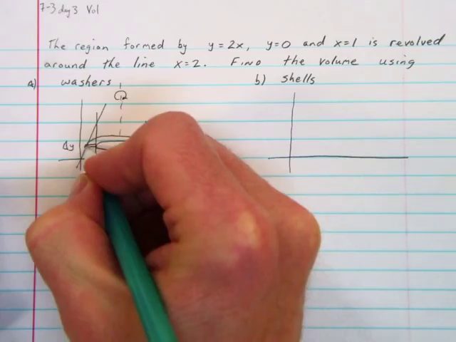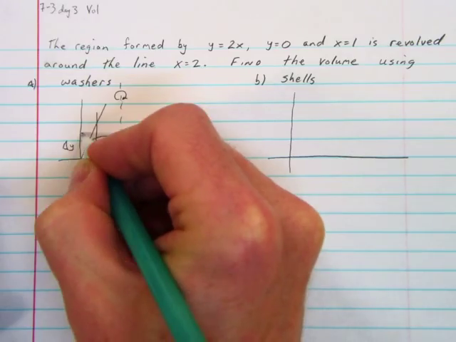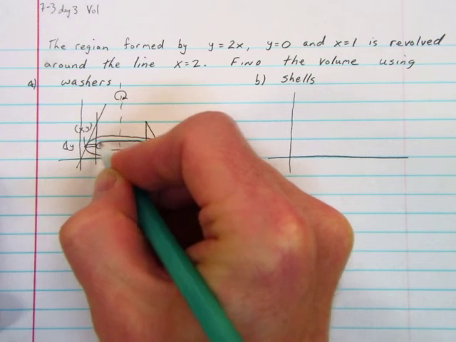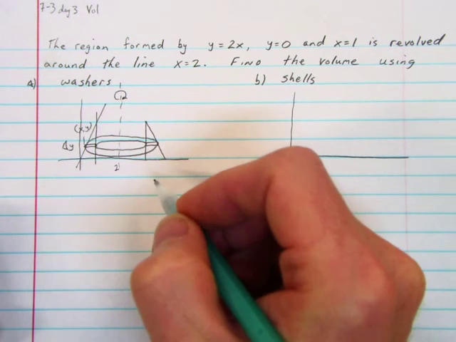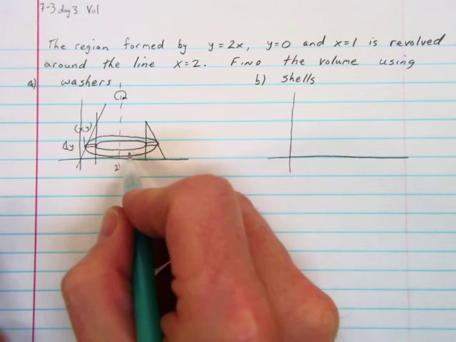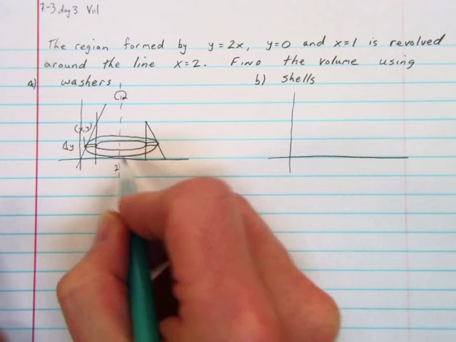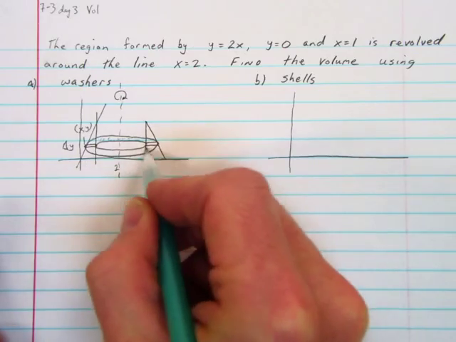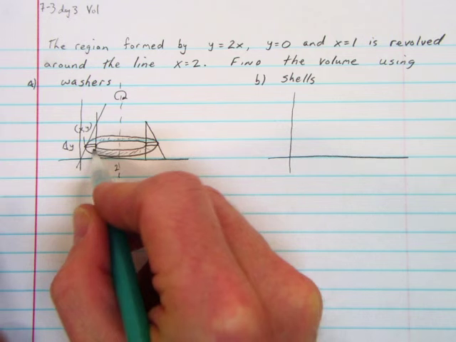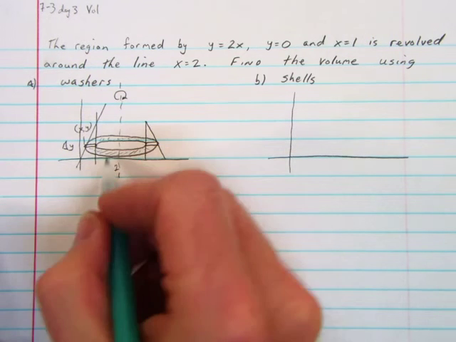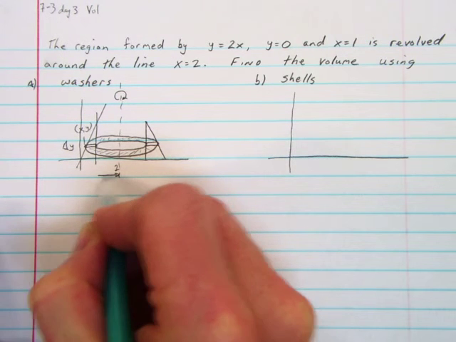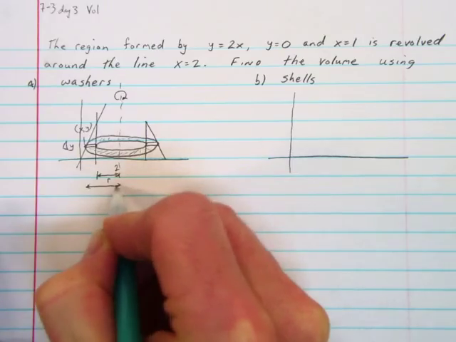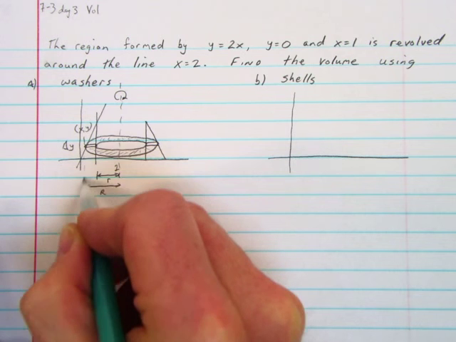Now remember, this is a point on this curve, and all points can be described as x comma y, and similarly we can say the same thing about that point. In order to find this volume, we're going to need to find the area of this disc or washer that has a hole in it. And so we need the inner radius, and we'll need the outer radius.